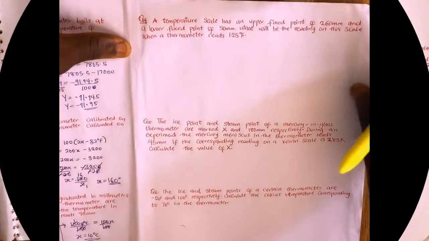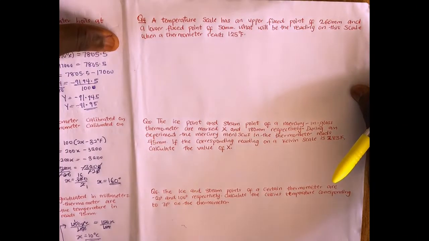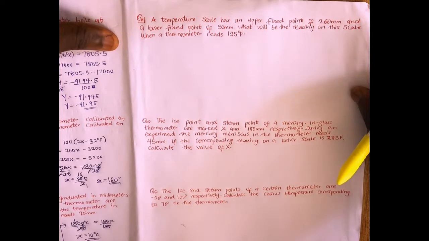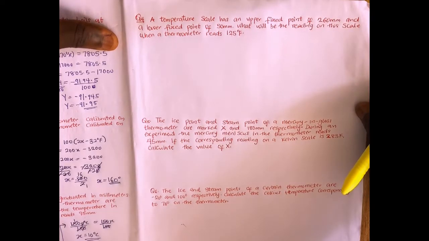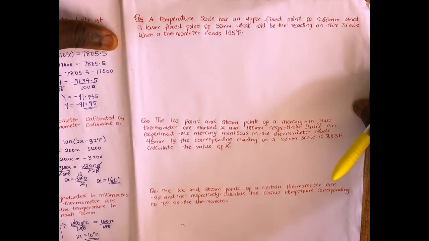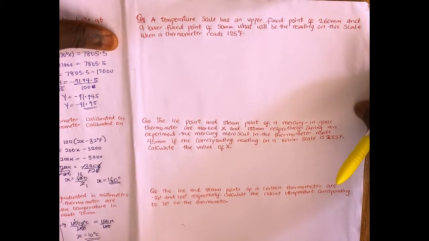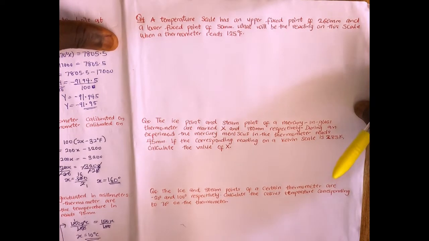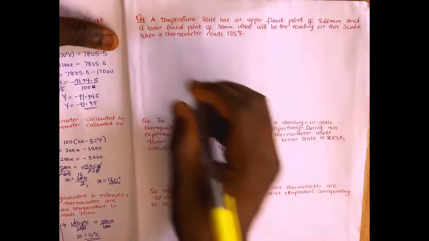A temperature scale has an upper fixed point of 260 mmHg, right? And a lower fixed point of 50 mmHg, right? So what will be the reading on the scale when the thermometer reaches 125 degrees Fahrenheit? So we are given the two scales. Let's just draw it out.